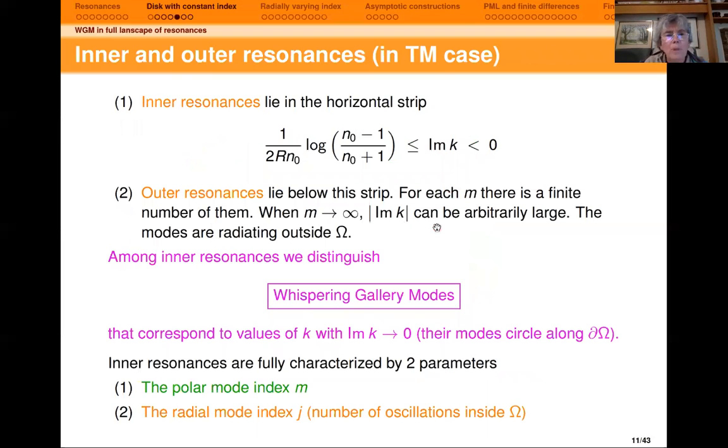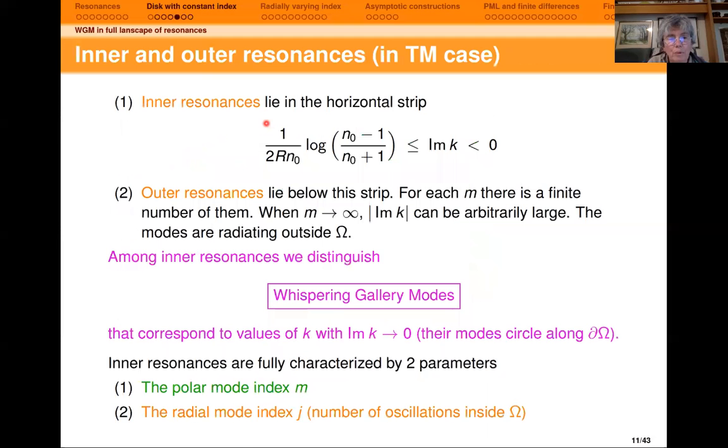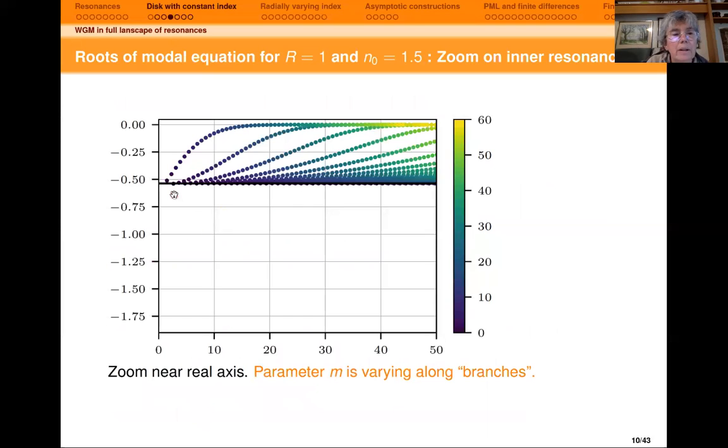Okay, so now we are interested more in what we will access from the theoretical point of view. We have the polar mode index, which is our parameter in the equation, and there is another one, which is an internal index. What you see, the branch here, is not a branch in M, because the color is changing. It is a branch in J. So we have the same J, but with different M along this branch, and another J. So it is J equals 0, J equals 1, 2, 3, and so on.